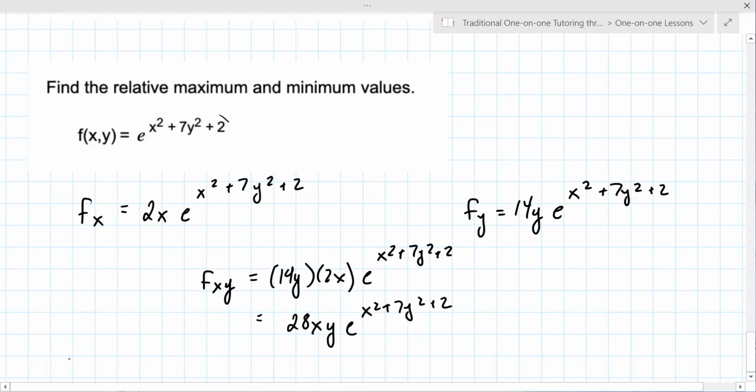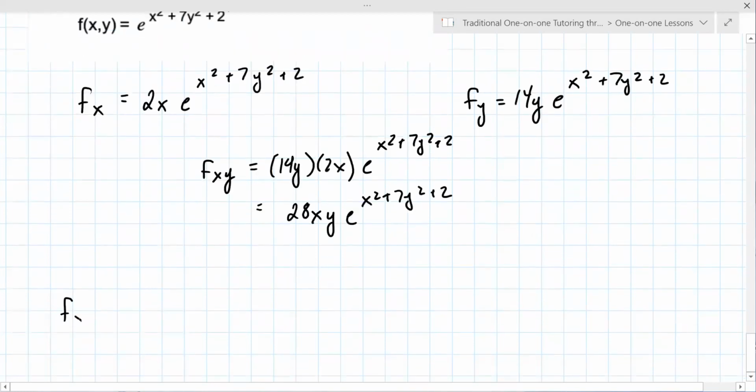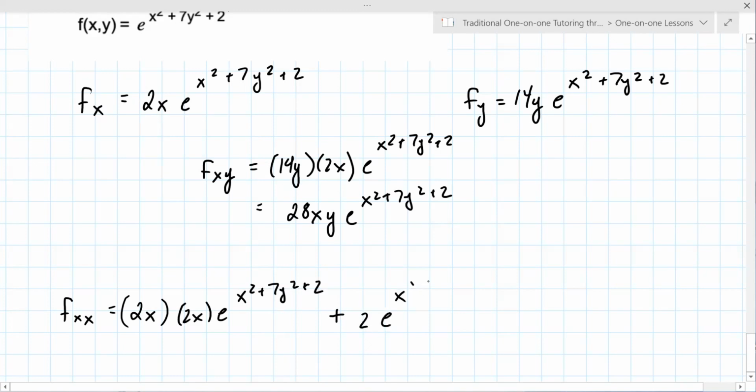Okay, and then we have to do fxx. This is horrible. So that's product rule of this. So it's 2x, and then take the derivative of this with respect to x, which we already did. It's actually this thing here. So it's 2x e to the x squared plus 7y squared plus 2 plus, the derivative of this, which is 2, keep the second. Okay, so that's your second derivative. And we do need that because we're actually going to evaluate the critical points there.